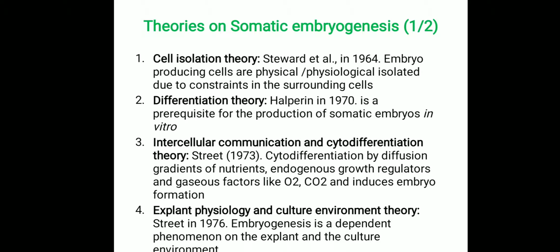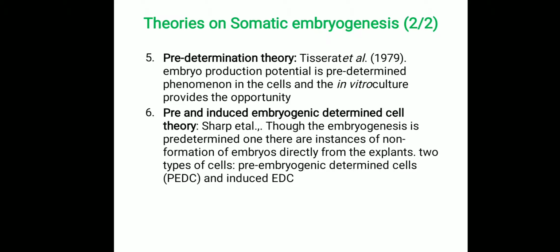The third theory is the intercellular communication and cytodifferentiation theory, proposed by Street. This theory explains that cytodifferentiation by diffusion gradients of nutrients, endogenous growth regulators and gaseous factors like oxygen and CO2 induces embryo formation. The fourth theory is the explant physiology and culture environment theory, proposed by Street in 1978. Embryogenesis is dependent on the explant and cultural environment conditions.